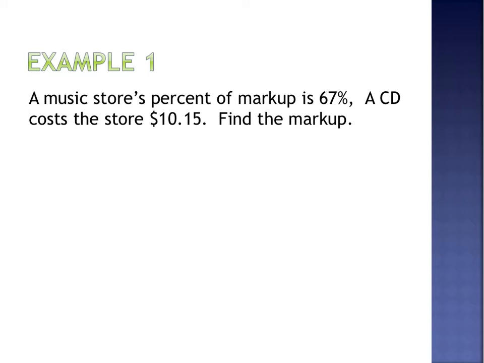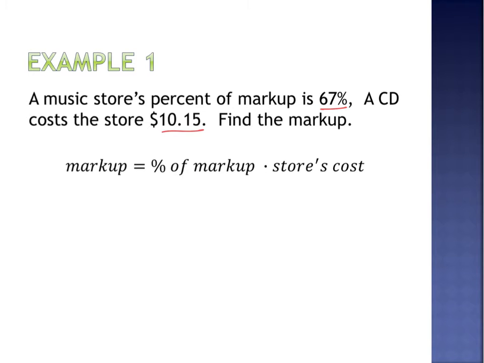In example 1, it says a music store's percent of markup is 67%. A CD costs a store $10.15. We want to find the markup. So here, the store has to sell that CD for at least $10.15 to cover the cost of the CD. But in order for them to make a profit, they have to charge what we call a markup. To find the markup, we're going to use the following equation. The markup is found by taking the percentage of markup and multiplying it by the store's cost.